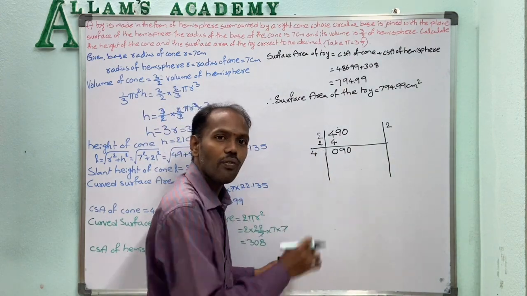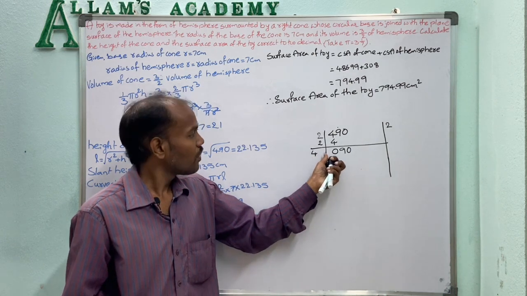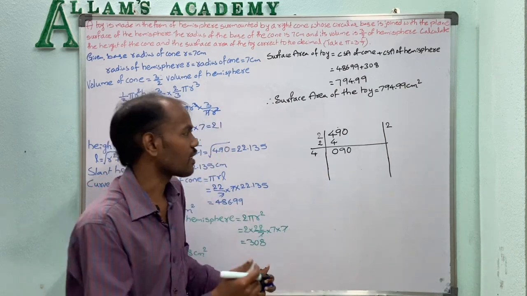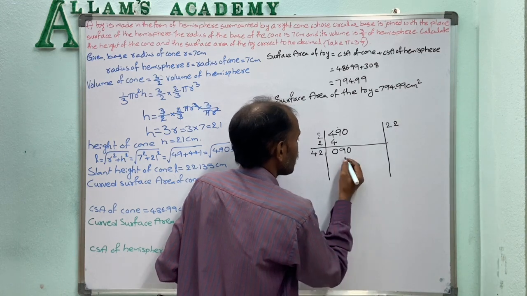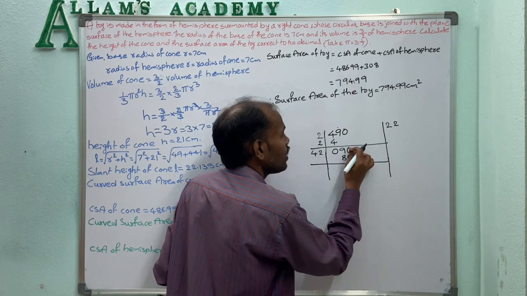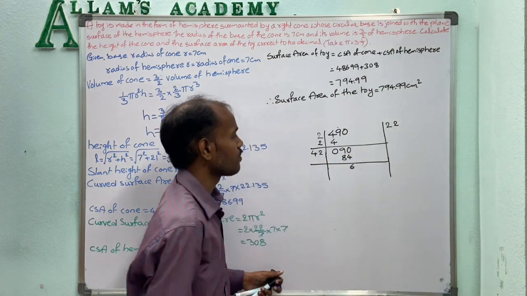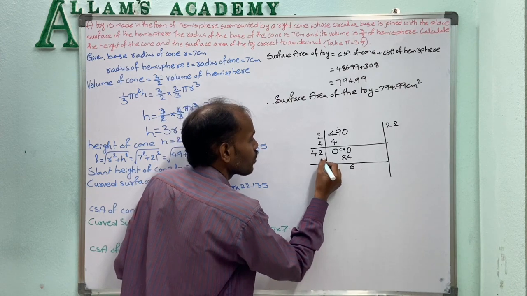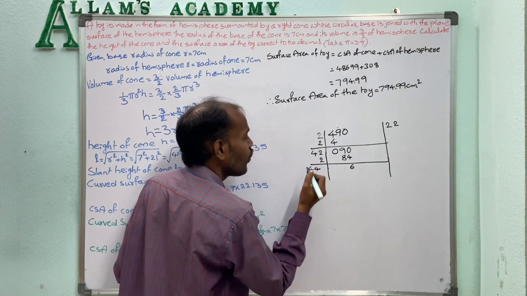So 41 ones 41, 42 twos 84, 43 threes 129. So that will be increasing. So we take 42 twos, that is 84. Now 90 minus 84, that is nothing but 6. Now here 2 into 2 we did, so that 2 we add, 42 plus 2 equal to 44.